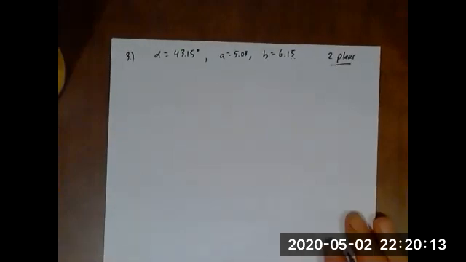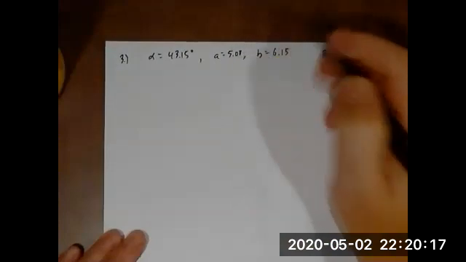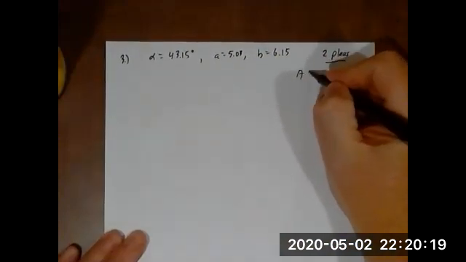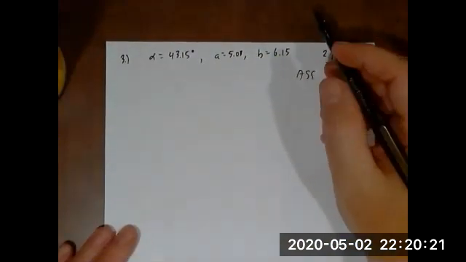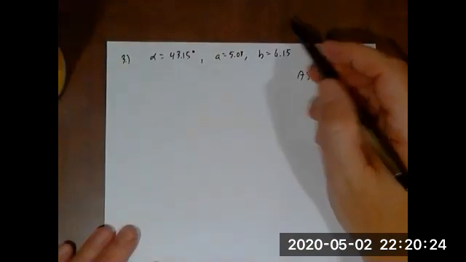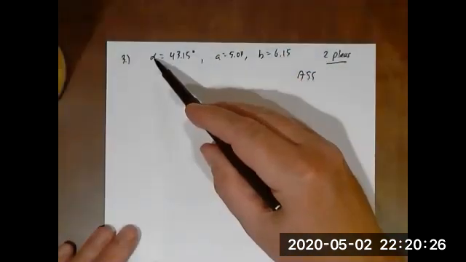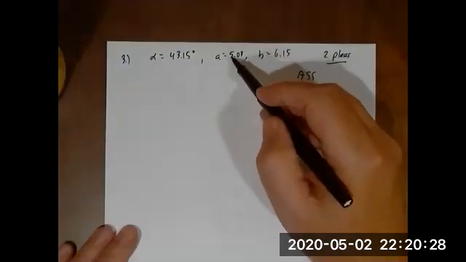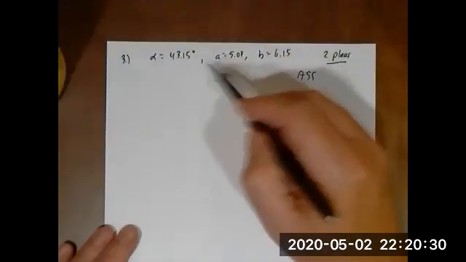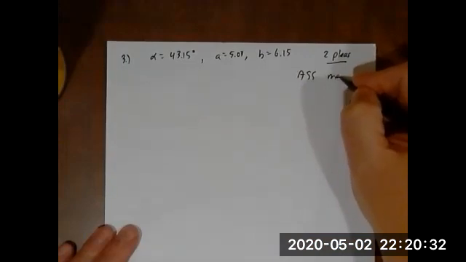So once again, what do we have here? We have an angle, a side, and a side. So angle, side, side. And now I want to see whether it's matching or non-matching. My angle's alpha. One of my sides is A. A and alpha go together. So once again, this is matching.